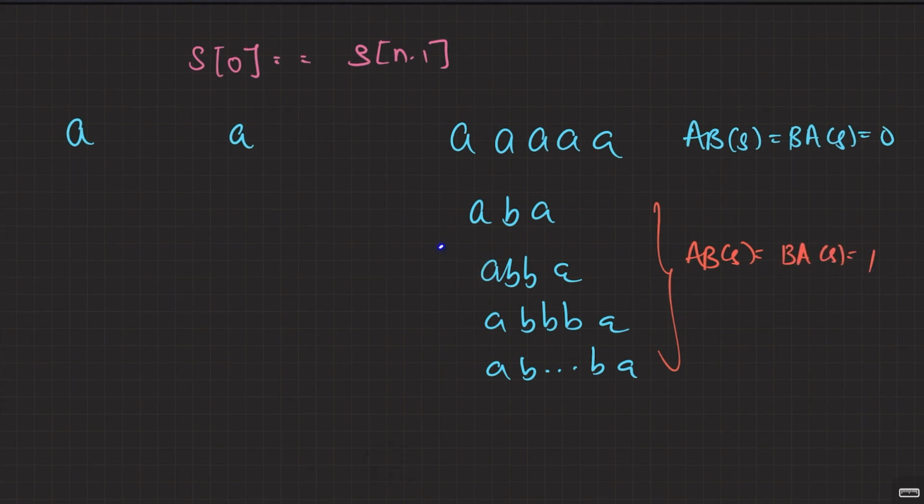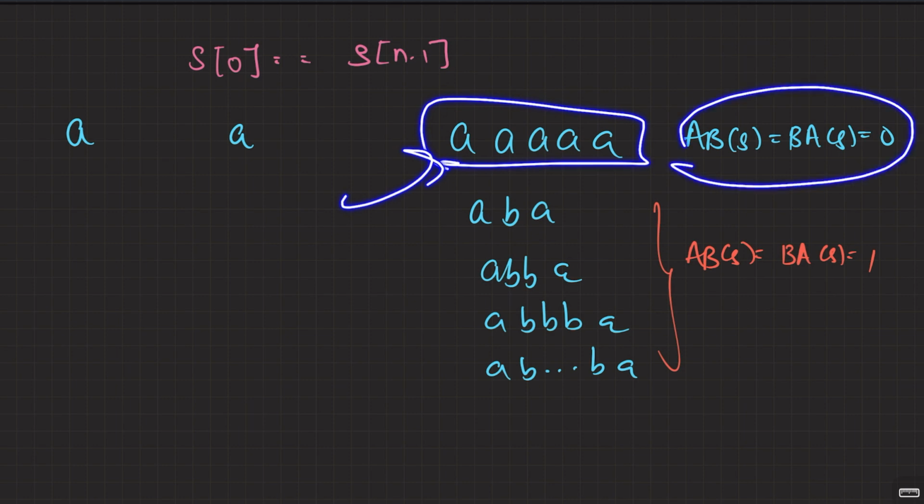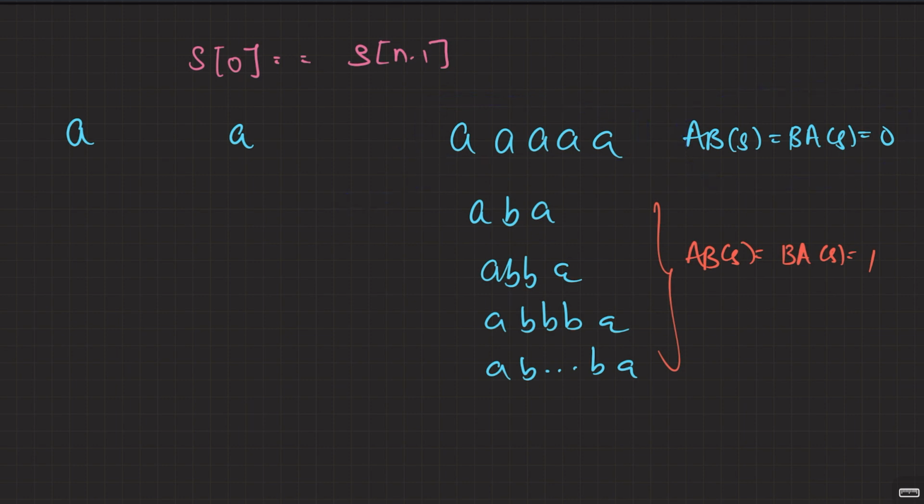Basically, what I'm saying is, if it starts and ends with A, and in between you put any number of B's you want, you will have AB of S equals BA of S equals 1, right? It's obvious. If all the characters are the same, then anyway AB of S equals BA of S equals 0. Now, if I introduce any number of B's in between, AB of S equals BA of S is still going to be 1, right?